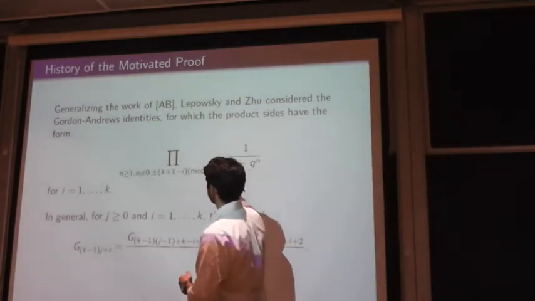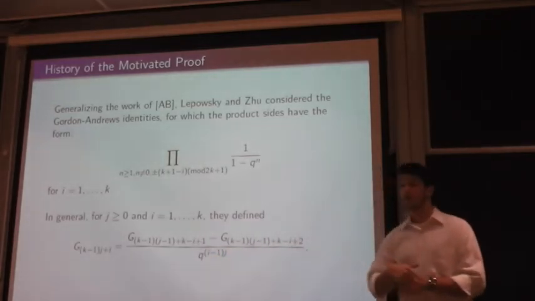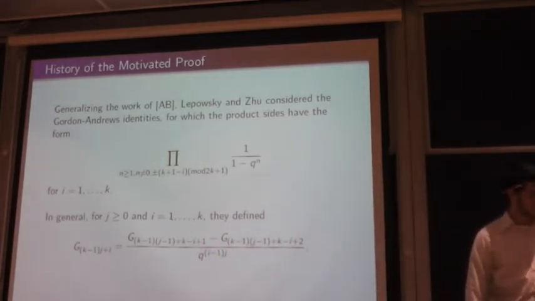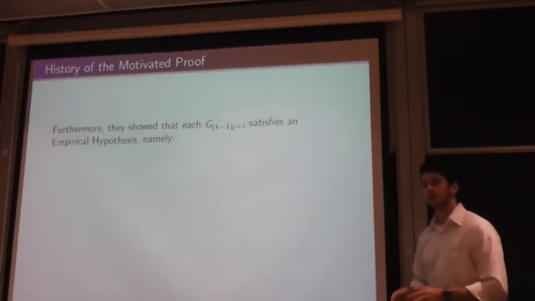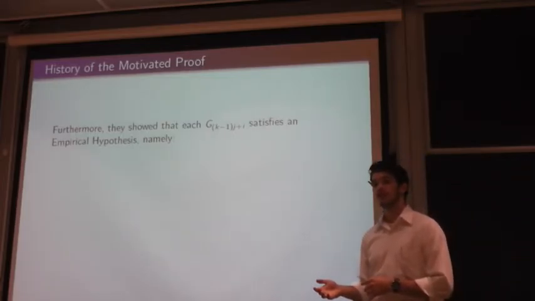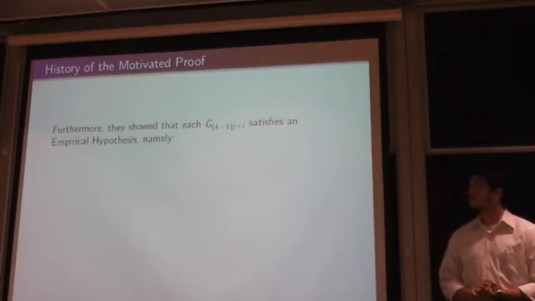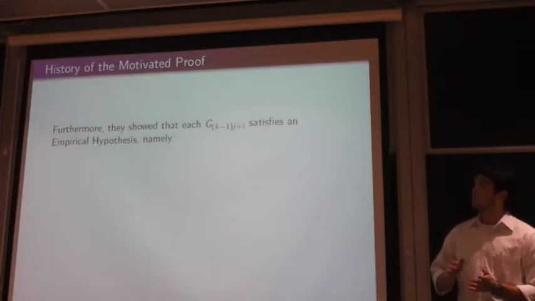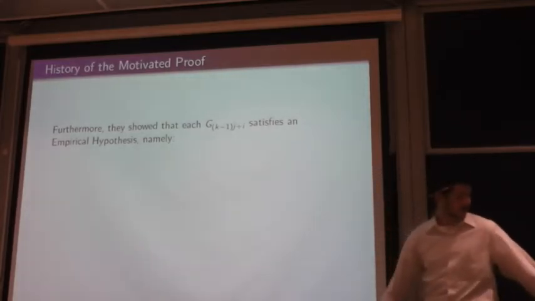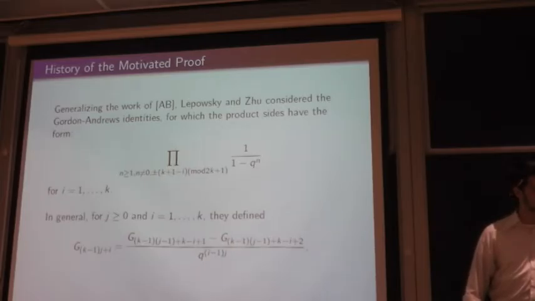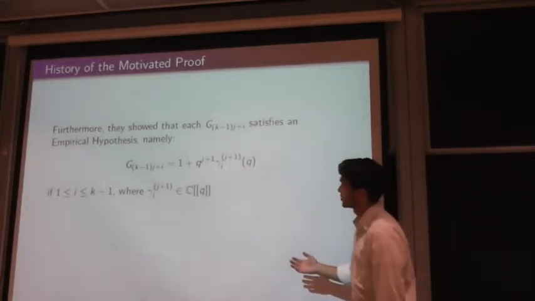So this product side here is equal to each of the G sub I's that we had from before. Further, to continue the generalization of the Andrews-Baxter work, Lepowsky and Zhu proved that the G sub K minus 1 times J plus I from before satisfied a similar empirical hypothesis. Namely, their empirical hypothesis looked like this.